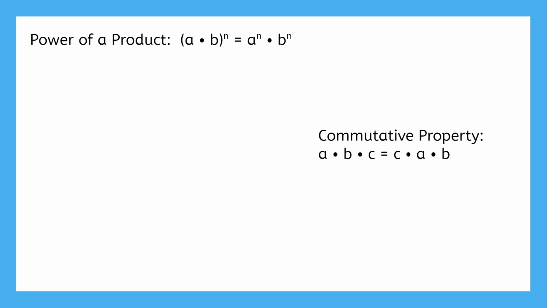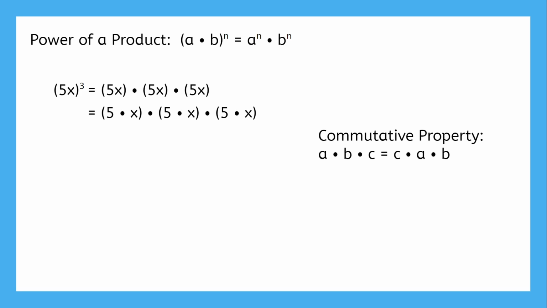But what does that have to do with exponents? Well, let's look at an example. If we raise 5x to the third power, then that means 5x times 5x times 5x. Each 5x is actually 5 times x. Every operation here is multiplication, so taking away the parentheses won't change anything. It's still 5 times x times 5 times x times 5 times x, whether there are parentheses or not.